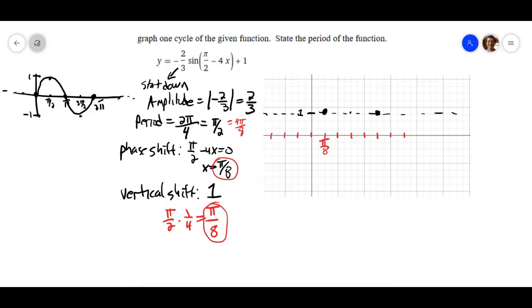Half of that is still at the baseline. Halfway between these two, it'll be at amplitude. And since we started down, it's going to be in between these first two. It's going to be down 2/3, which these are thirds lines, so it's going to be to here. And then the other one will be up 2/3. We have a really nice set of points to graph the sine wave.